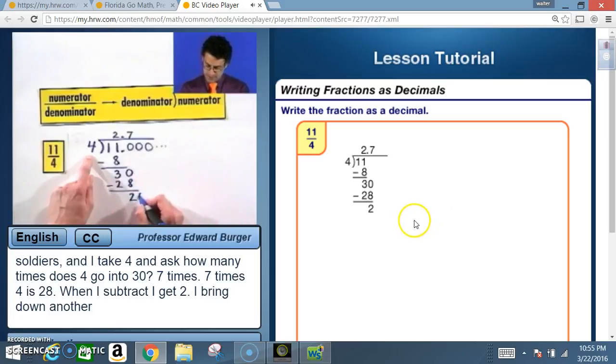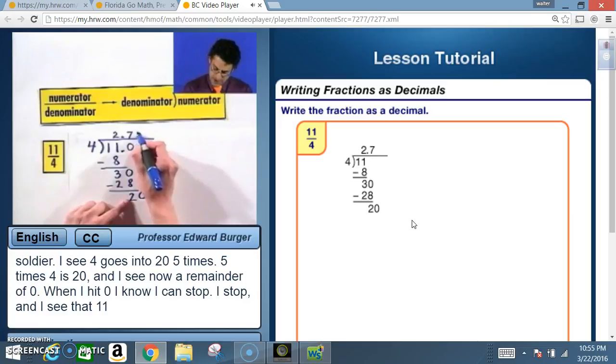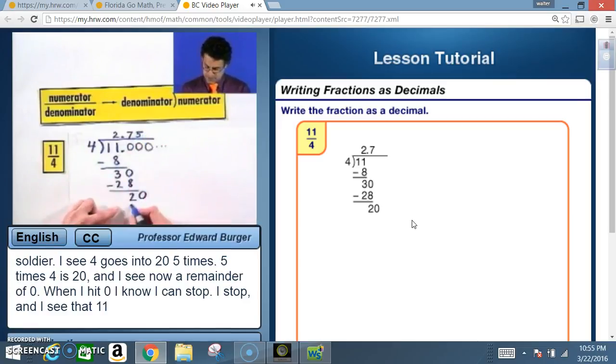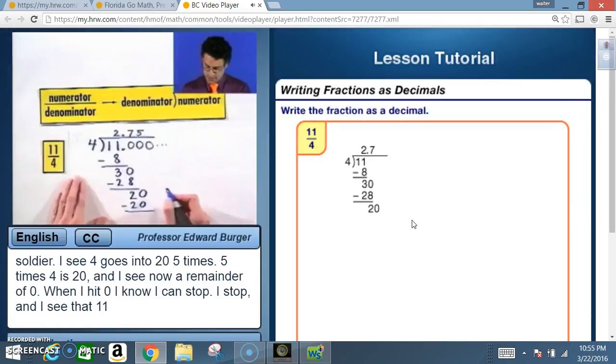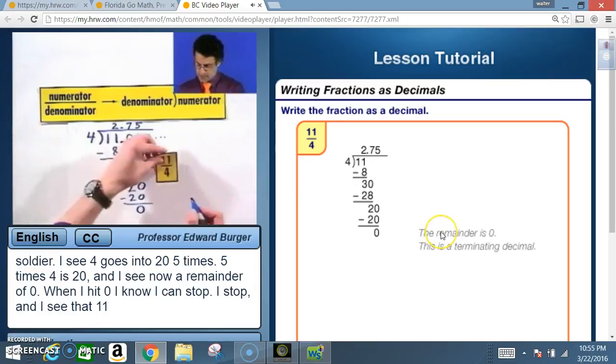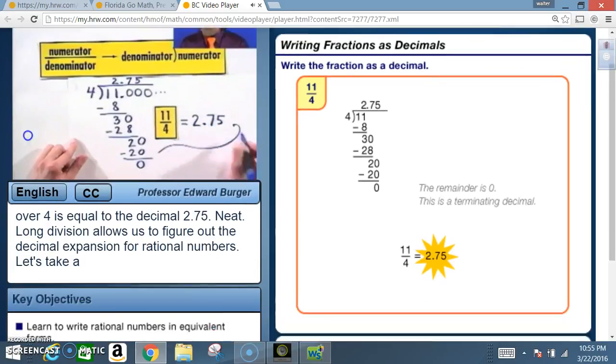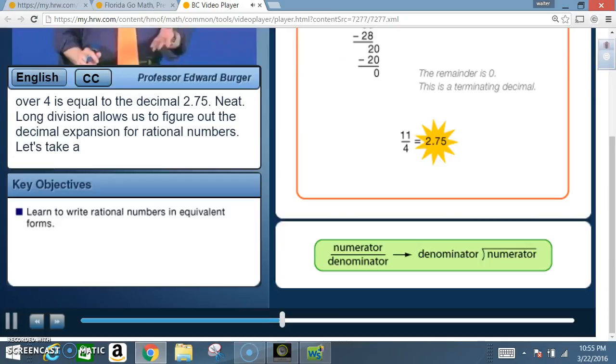I bring down another soldier, and I see 4 goes into 20 exactly 5 times. 5 times 4 is 20, and I see now a remainder of 0. When I hit 0, I know I can stop. So I stop, and I see that 11 over 4 is equal to the decimal 2.75. Neat.